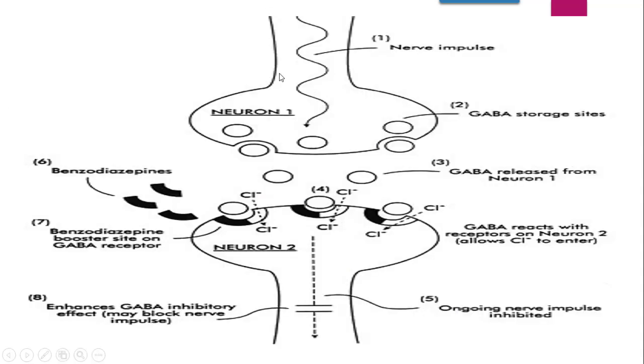So now this is the way we have seen the mechanism of action. In the same way, this is the neurotransmitter, that is GABA. These are the GABA storage sites. From the storage vesicle, they are released into the synaptic cleft. From the synaptic cleft, they will go to their receptors which are present at the postsynaptic membrane. So this GABA will occupy the spaces at the receptor.